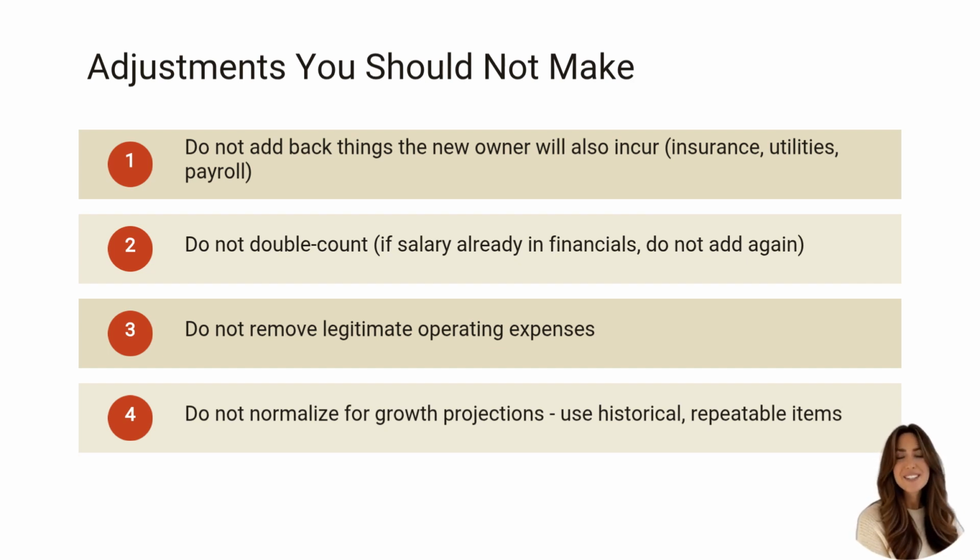If the business needs insurance, the earnings should reflect that cost. If the new owner will need to pay employees, that is part of the sustainable earnings. Adjust for owner-specific things and one-time events. Leave legitimate operating expenses alone. And be careful not to double count. If you already included your salary in the P&L, do not add it back twice.